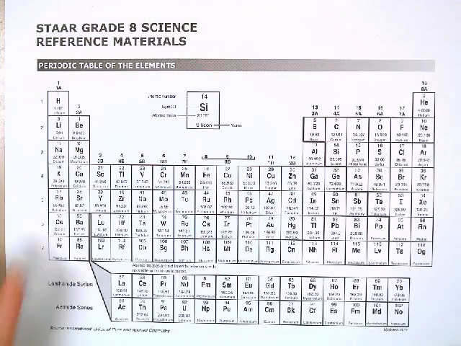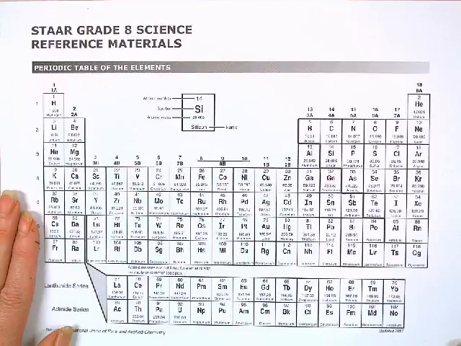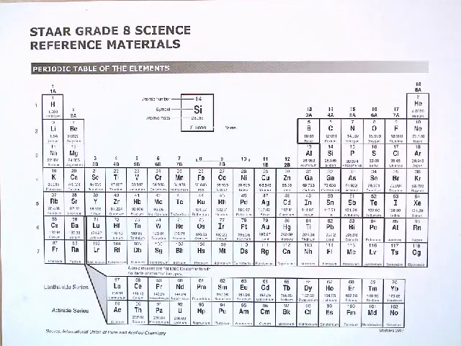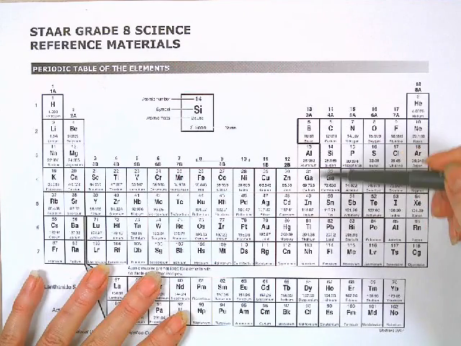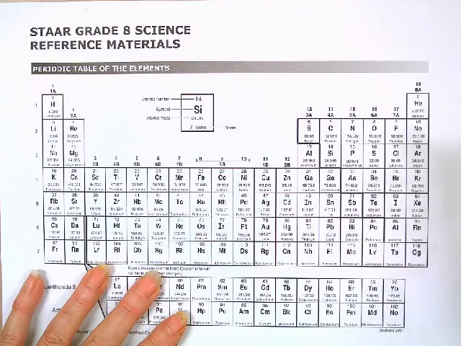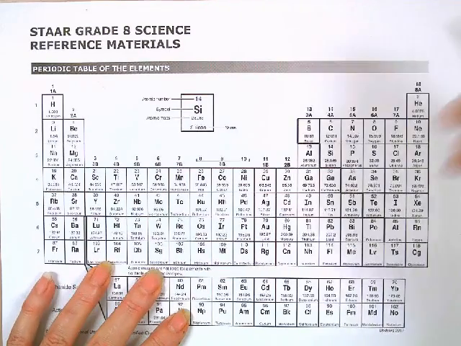So when you get your STAAR 8th grade periodic table, the easiest way to identify and locate your metals, nonmetals, and metalloids is to use your zigzag. I call it the stair step. So we are going to use the stair step.